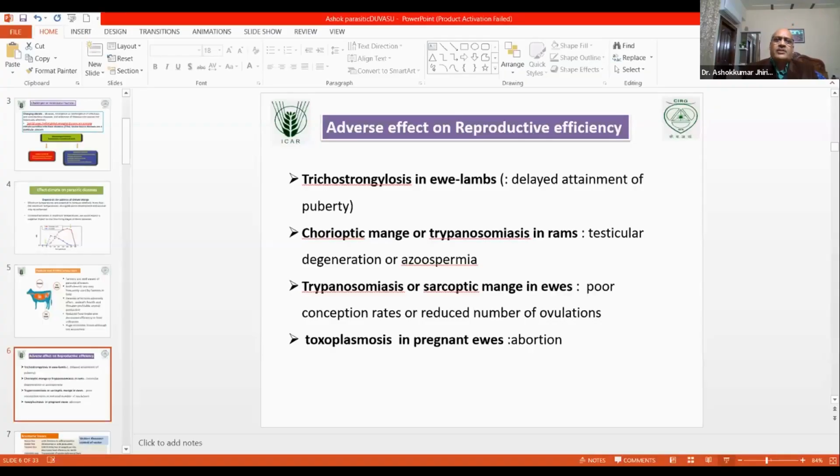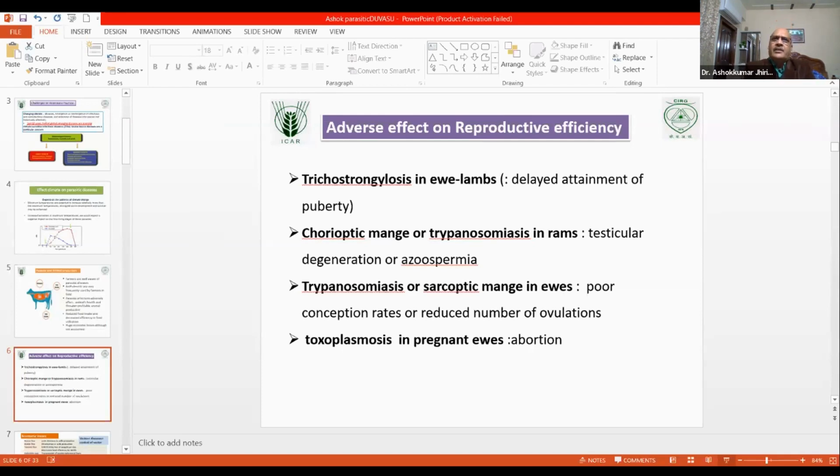The economic losses due to parasitic diseases. It is very clear that they affect animal health and animal performance, and animal production in all classes of animals. So ultimately it is threatening the profitability of animal production.